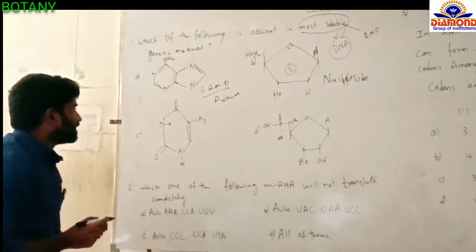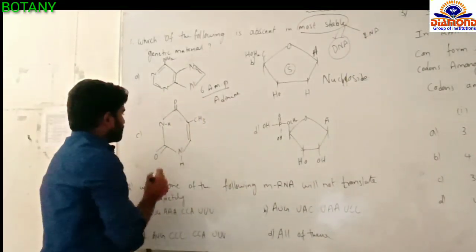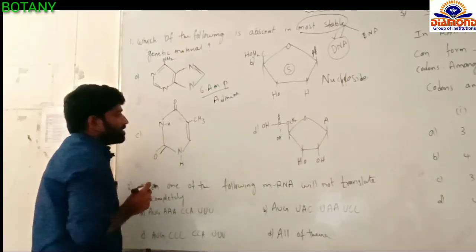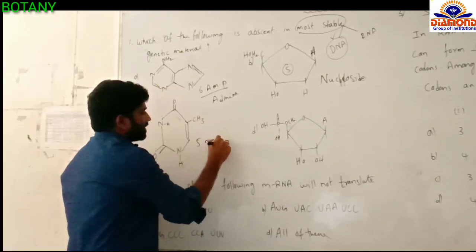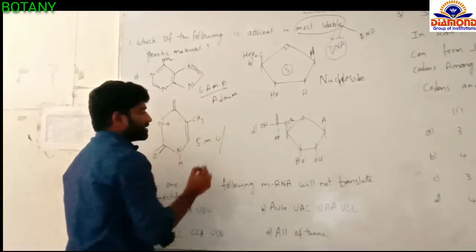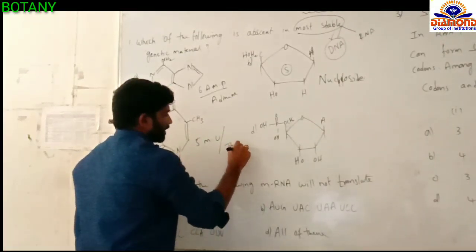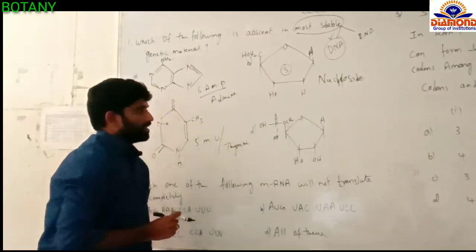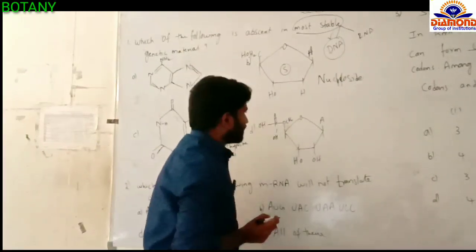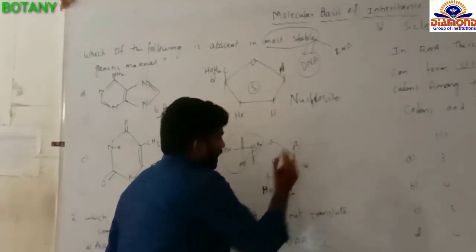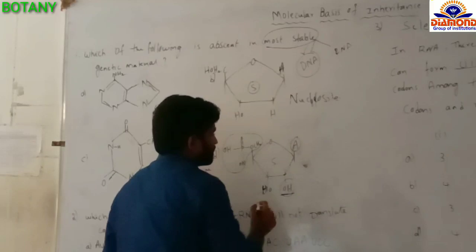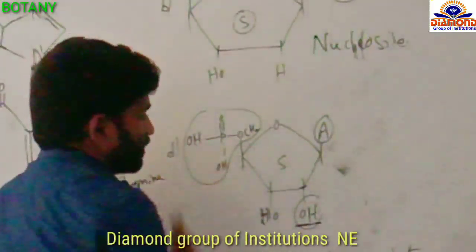And option C is given as 5-methyl uracil, which is also called thymine. And option D is given as a nucleotide. That nucleotide has adenine, the nitrogen base, and the sugar and phosphate molecules.